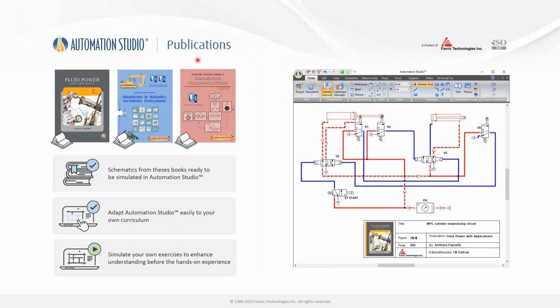We also provide technical publications. For example, you can see these three publications. These are available in Automation Studio. You can see this circuit. This circuit is from this book, Fluid Power with Applications by Anthony Esposito. Similarly, there are many more ready to simulate circuits available from these publications in Automation Studio.